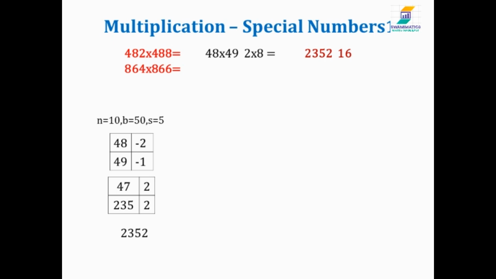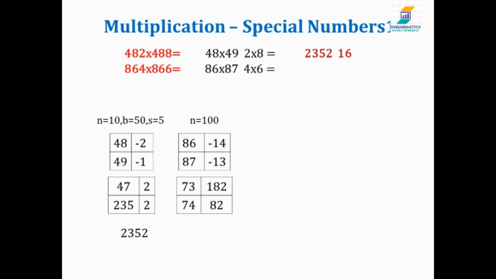Here 4 plus 6 is 10. 86 into 87, right? Now the base here is 100 because the numbers are very close to 100. Since n is 100, b is also 100 in this case because the numbers are close to 100. 86 is 14 short of 100 and 87 is 13 short of 100. 86 minus 13 is 73. Minus 14 into minus 13 is 182.